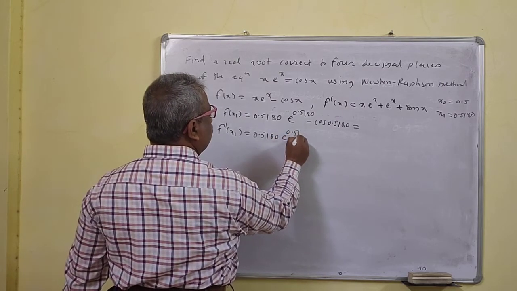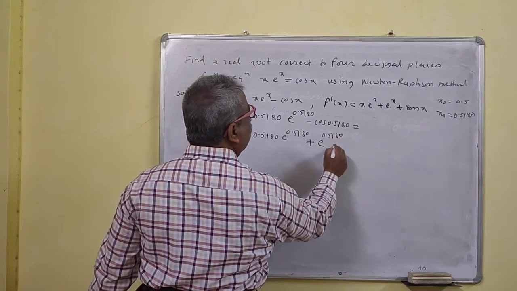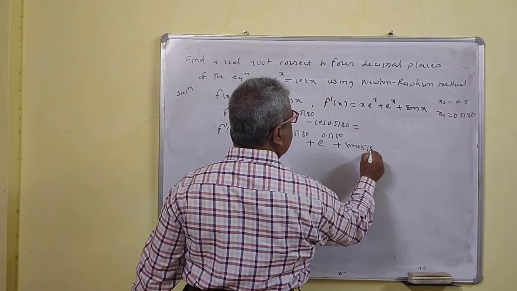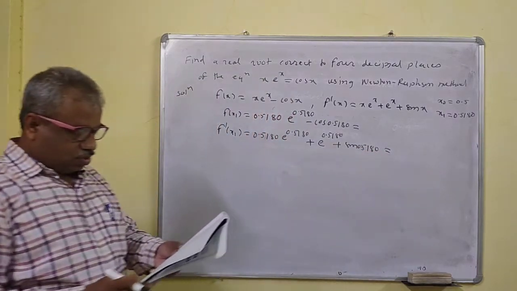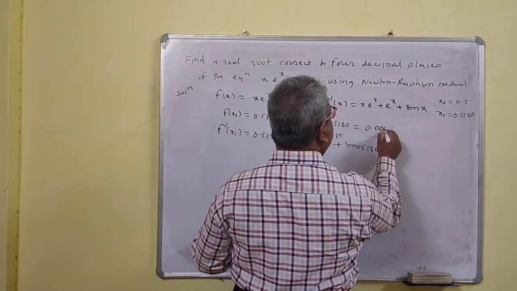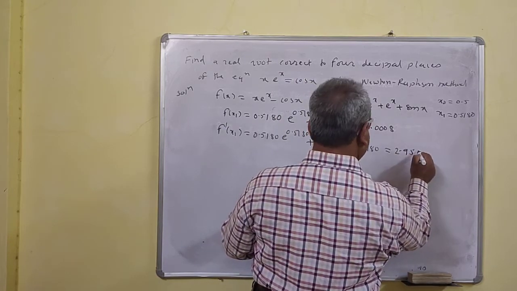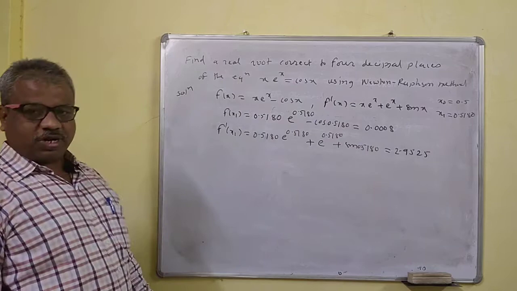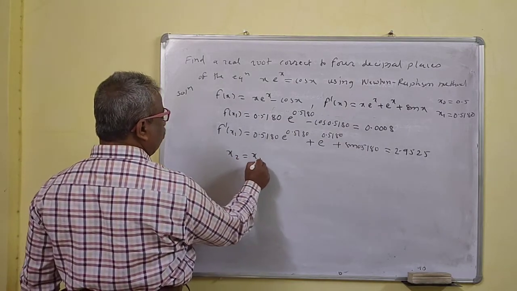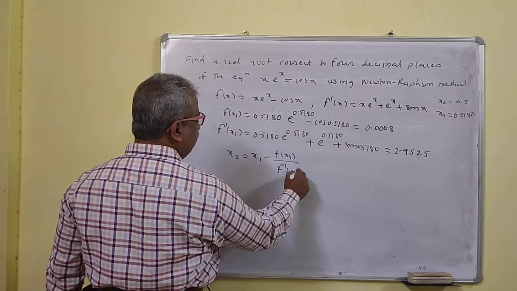So we get f of x1 as 0.008 and f prime x1 as 2.9525. Up to 4 decimal places we are taking this value. So the next approximation, x2, is equal to x1 minus f of x1 upon f prime x1.